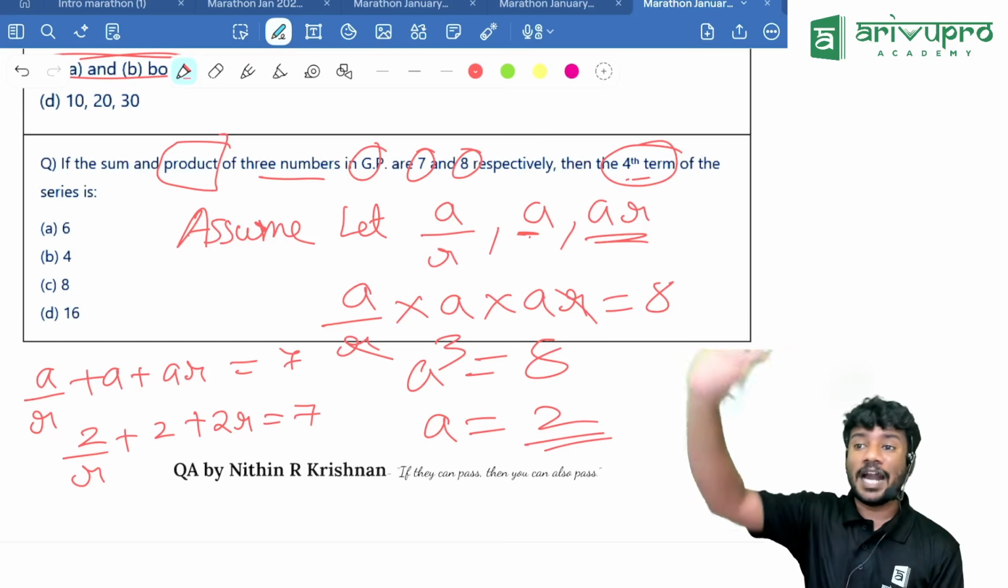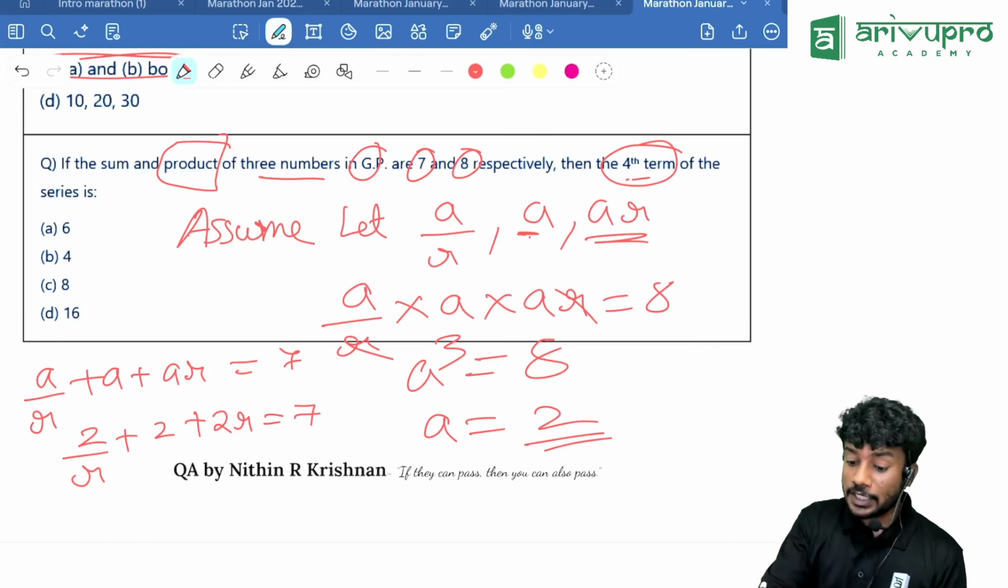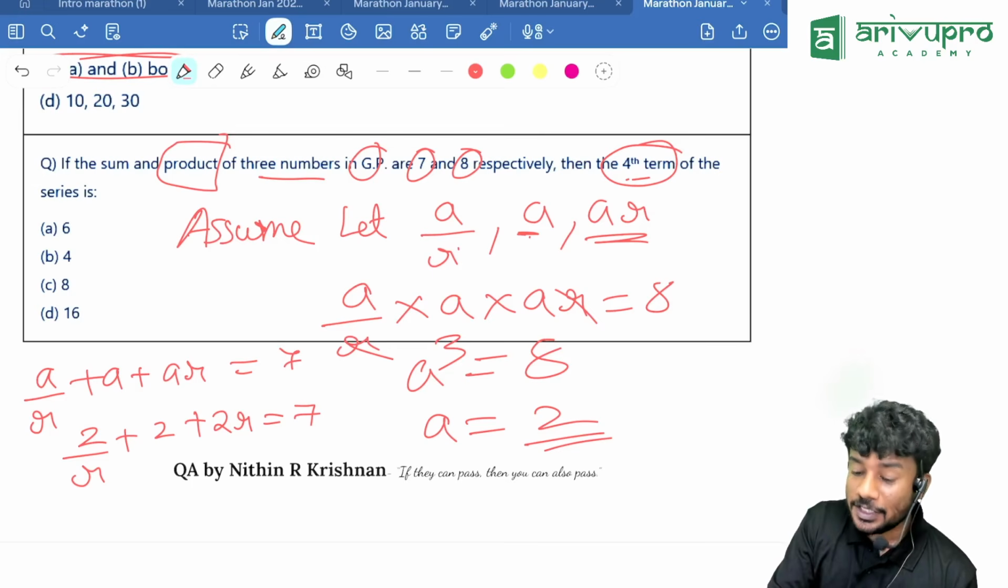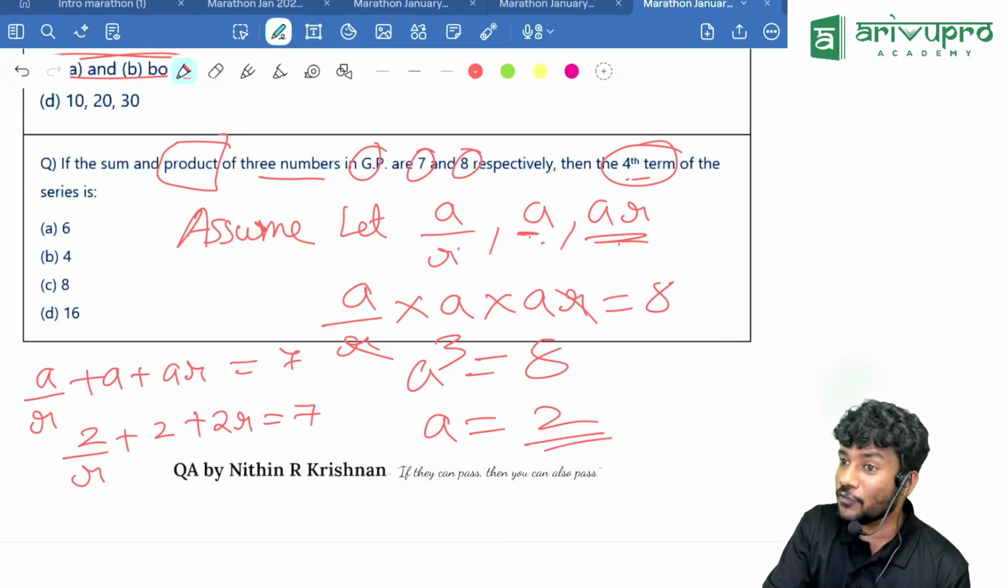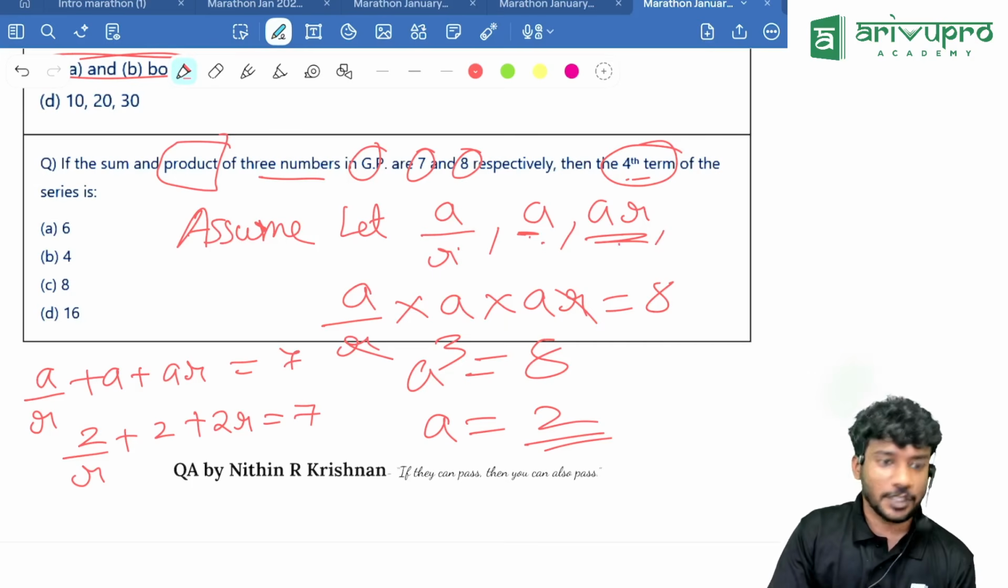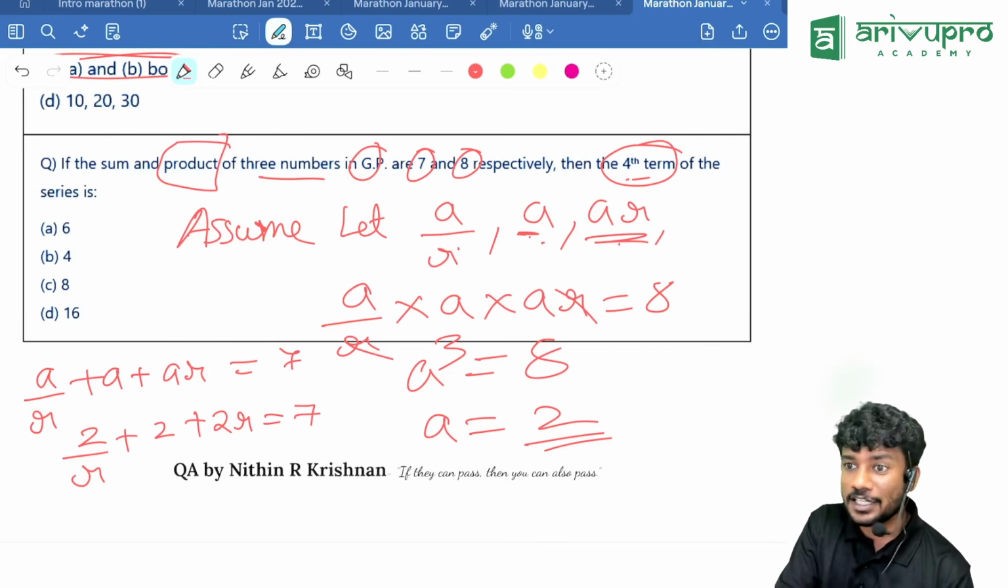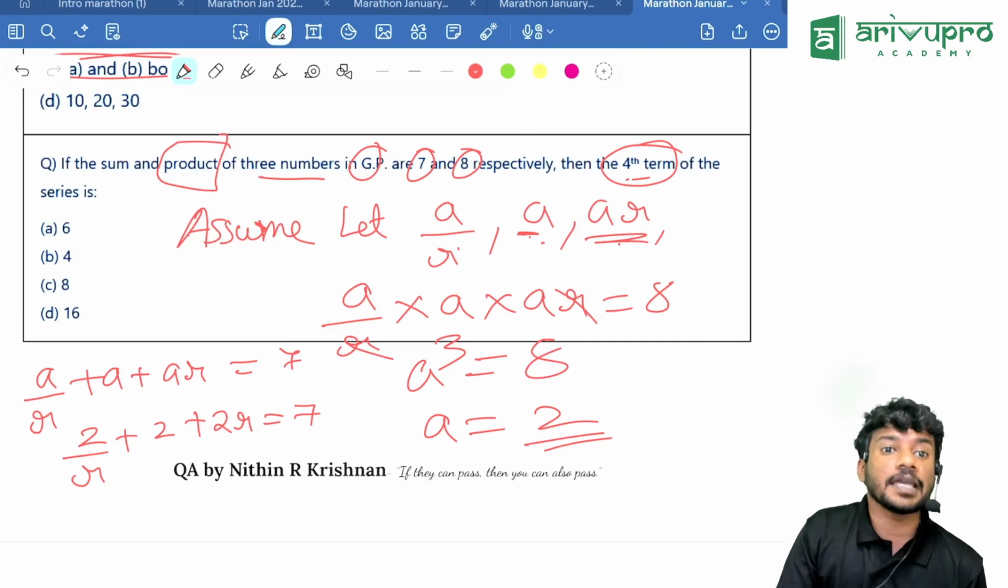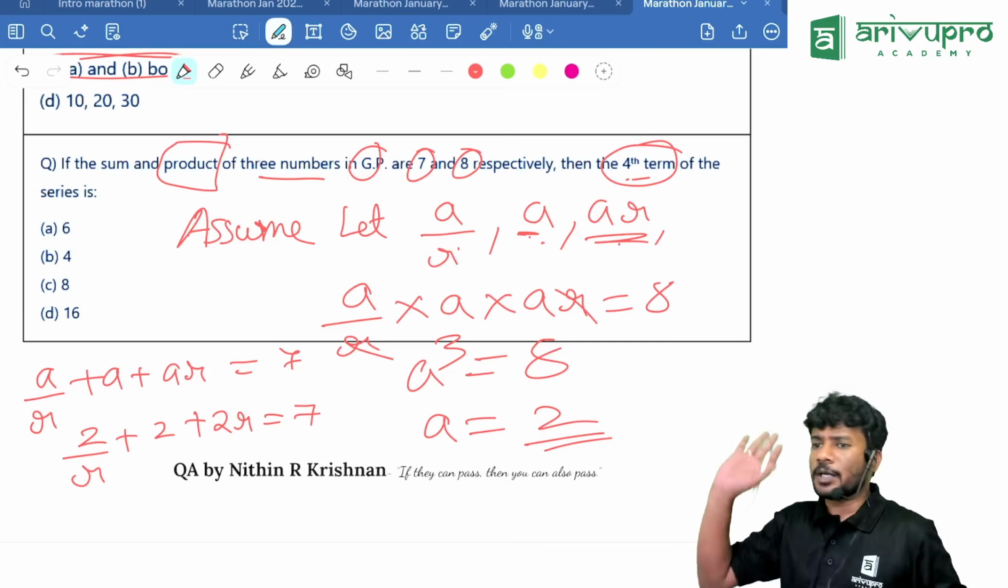That is one method. Here, the first term is how much? We assumed it as A by R. The second term is A. The third term is AR. The fourth term will be again multiplied by R, so it will be AR square here, because our assumption is A by R. We are not starting with A. We are starting with A by R. Okay, that is one method.